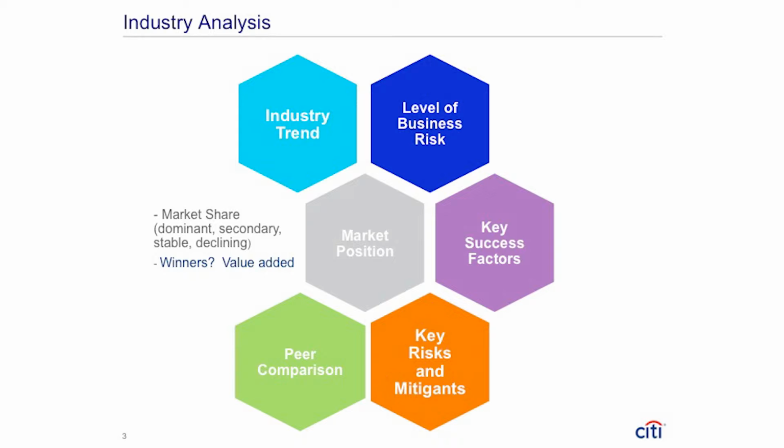And then peer comparison. We love to do peer comparison when we look at the industry. For example, when we look at gas stations, we want to compare Shell, Caltex, together with a few other players. So peer comparison is something we always do. And then from all these things, we look at the key risks and mitigants. Then we analyze whether we're going into this industry or not.